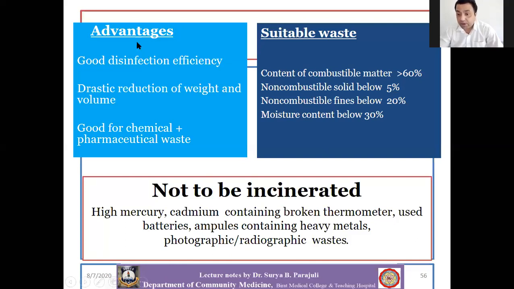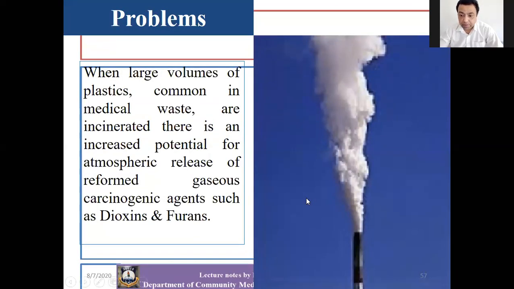Actually, this part is important, more than the advantages and the suitable waste. Okay, this part, what not to be incinerated, we need to be very cautious. So as the person in charge of a hospital, sometimes if you ask the persons who are handling waste in your healthcare setting for high mercury incineration, it is disastrous. So you need to be very careful.